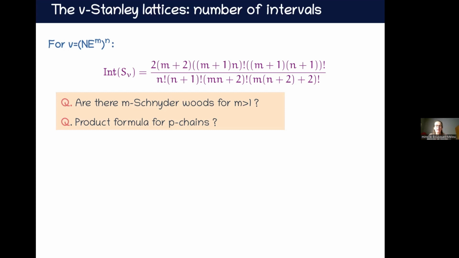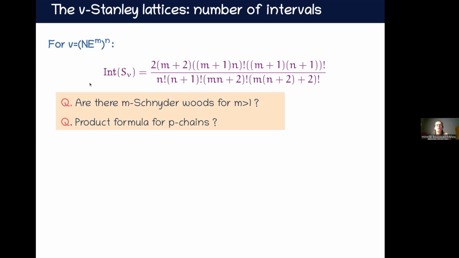And here I think it's appropriate to ask some questions. So first, I don't know if there are m-analogues of the Schnyder woods for these numbers. That would be interesting. And then it would be worth trying to get the corresponding result for p-chains. I didn't try to work this out, but it might be feasible. So this is for this specific base path.